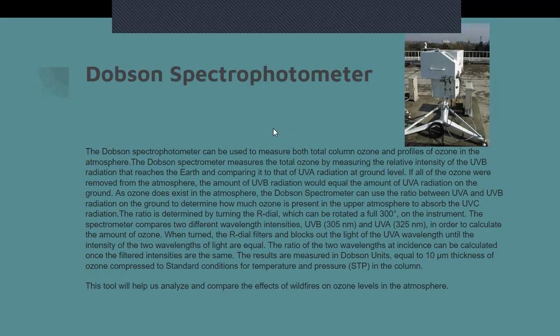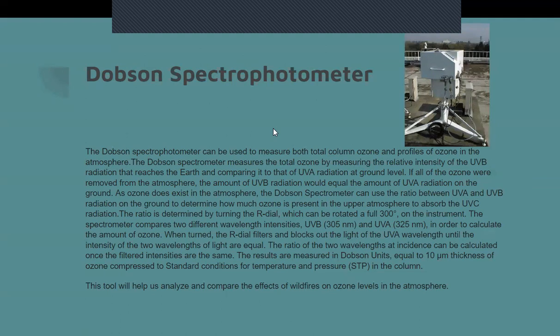The device that we're going to use to measure UV radiation and ozone is the Dobson spectrophotometer. This device can be used to measure both total column ozone and profiles of ozone in the atmosphere. The Dobson spectrophotometer measures the total ozone by measuring the relative intensity of the UVB radiation that reaches the Earth, and it compares it to that of the UVA radiation at ground level.